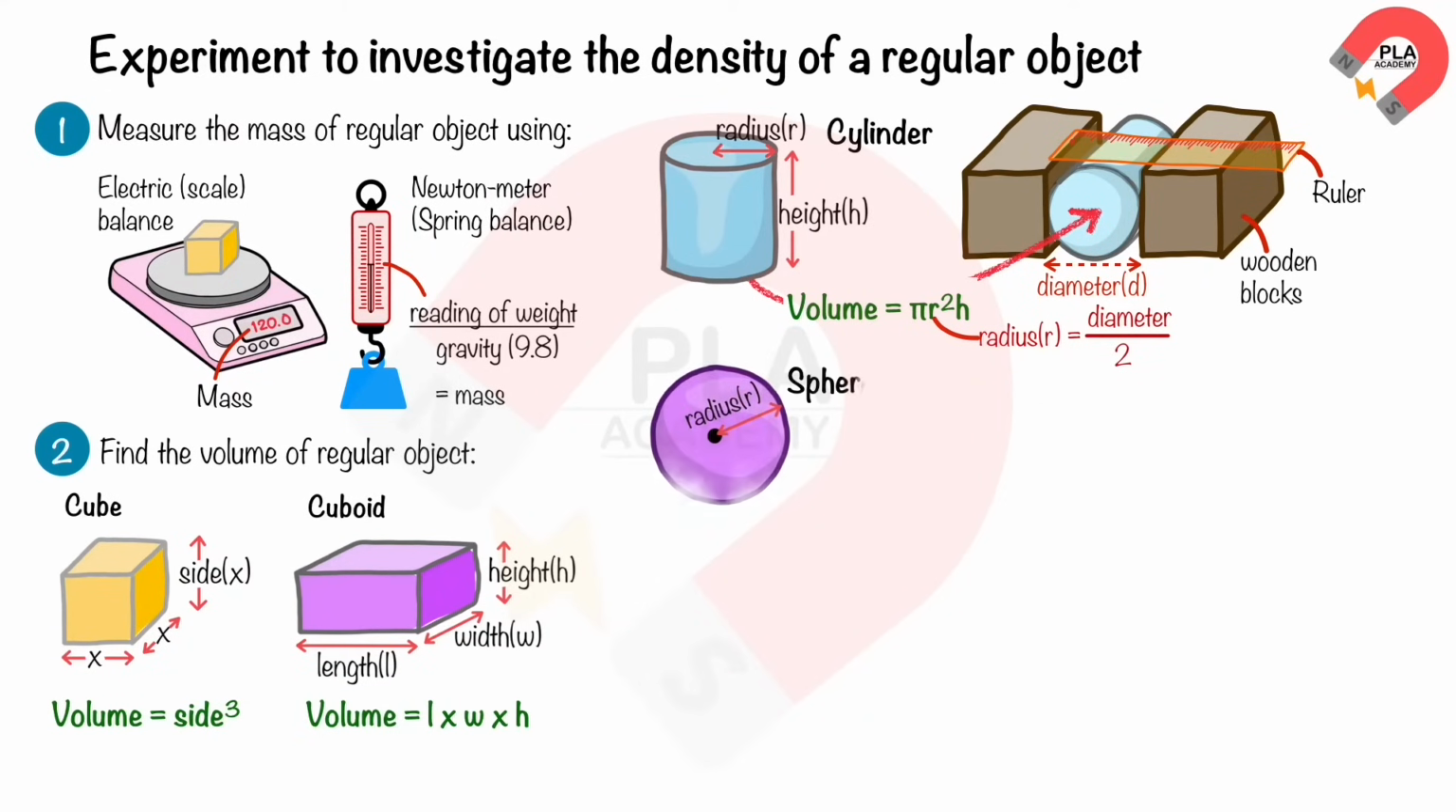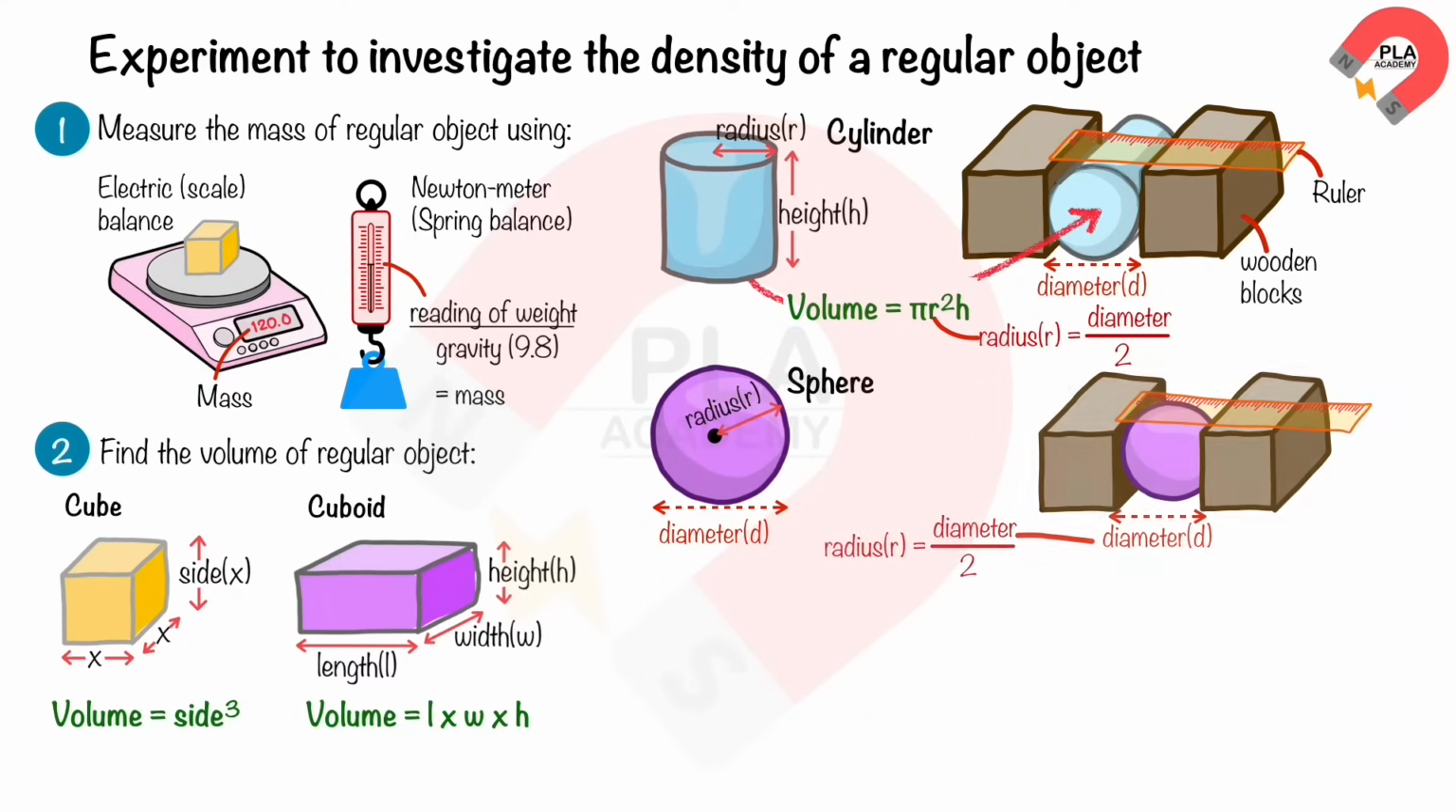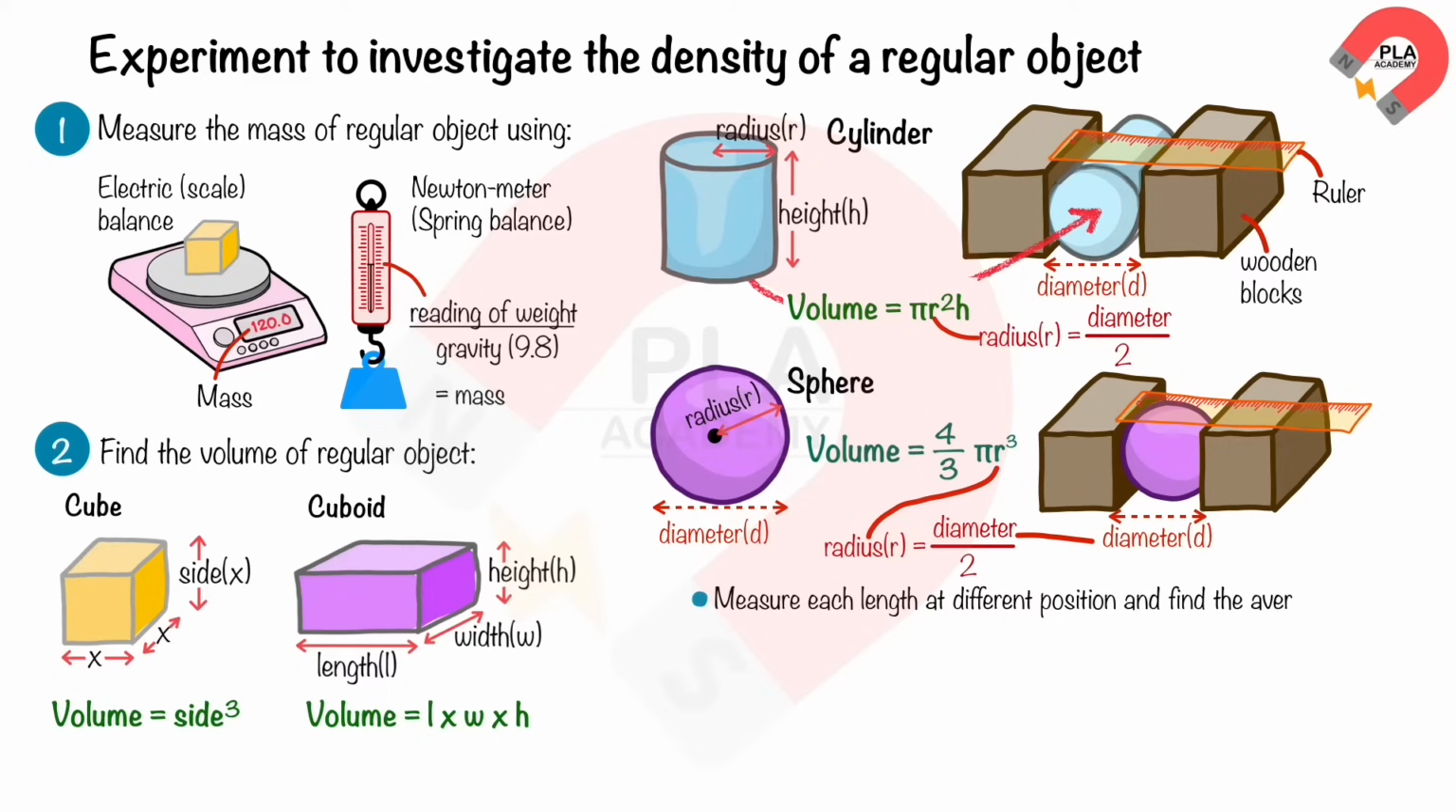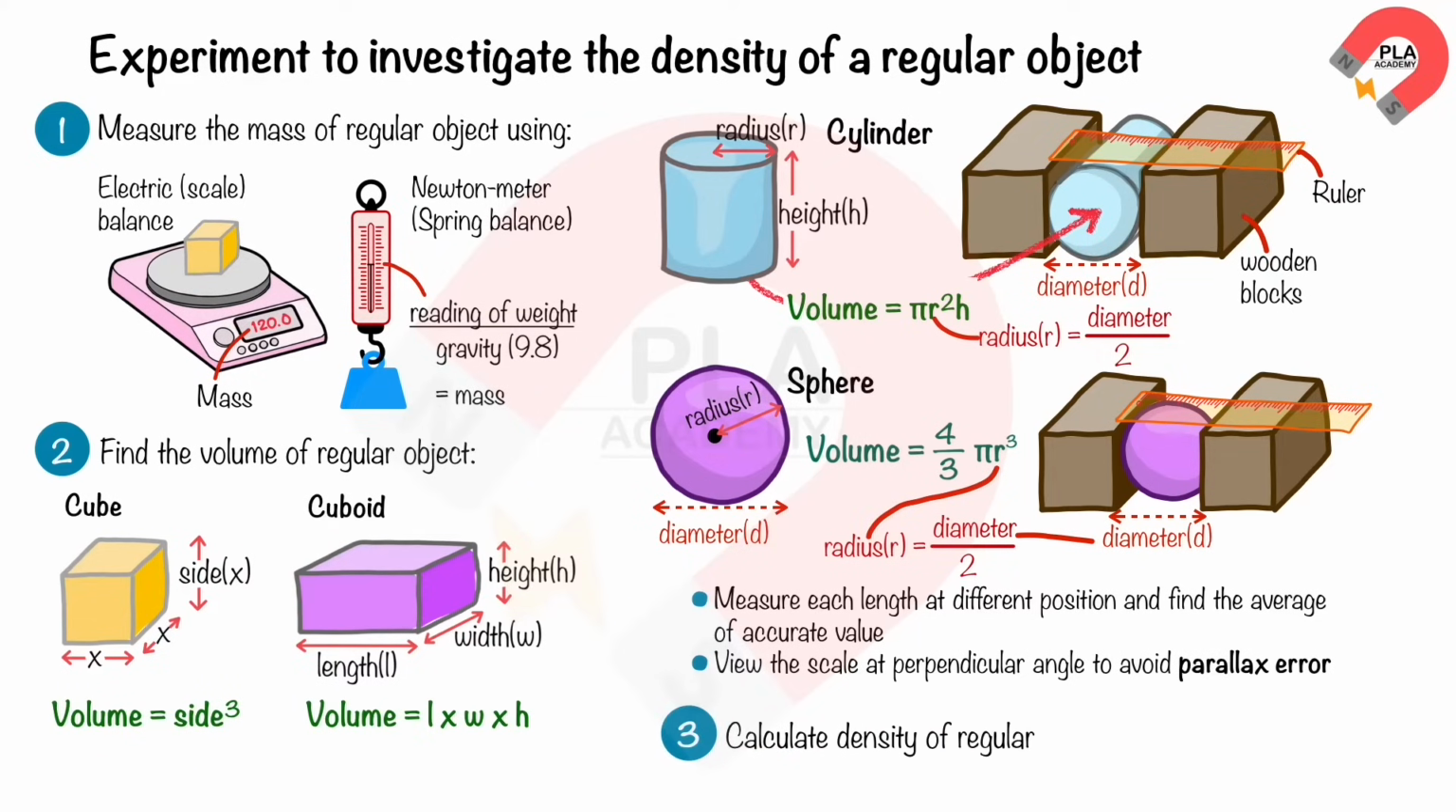A sphere: measure the radius using the same method as for the cylinder. Calculate the volume of the sphere using V equals 4 over 3 pi r cubed. We should measure each length at different positions, and find the average to get an accurate value. View the scale at a perpendicular angle to avoid parallax error. 3. We can calculate the density of each object using ρ equals m divided by V.